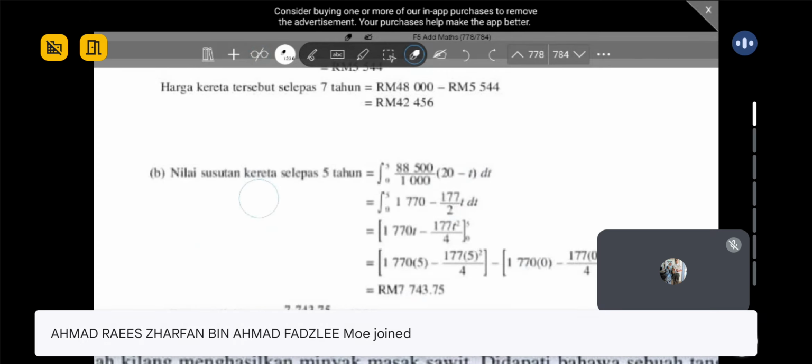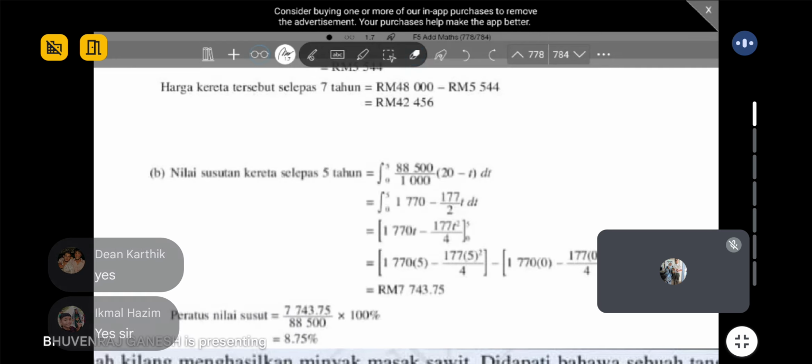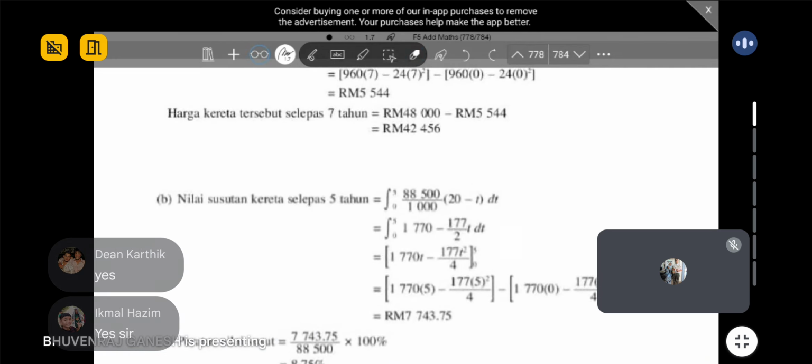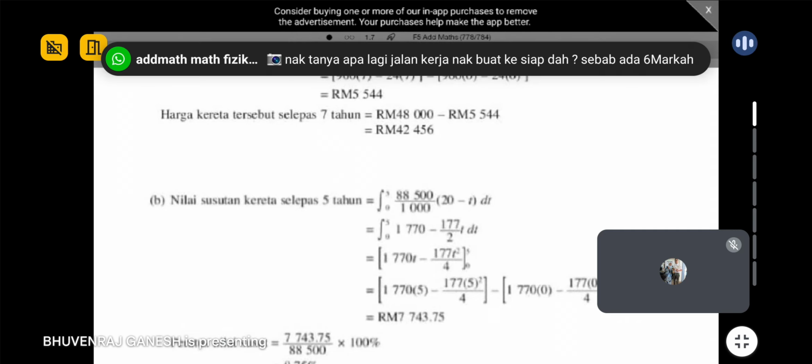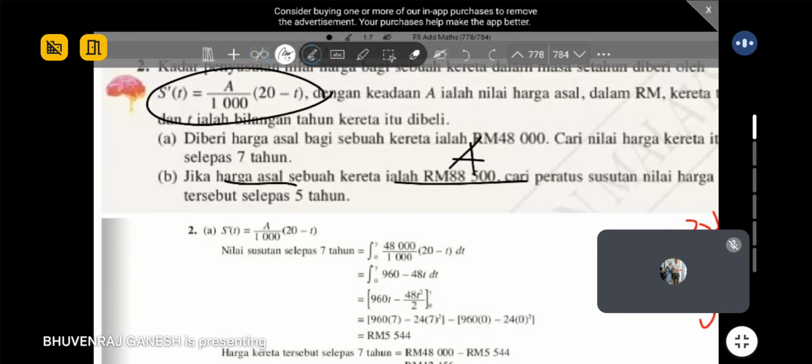Do you understand? Can comment a bit if you understand? Very famous question. Okay, they like to ask in terms of percentage because they want to test and see whether you understand the meaning or not. Okay, let me zoom out first.